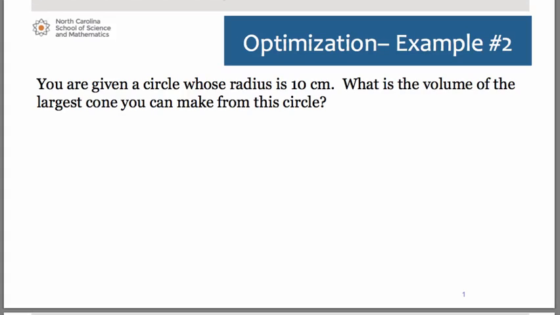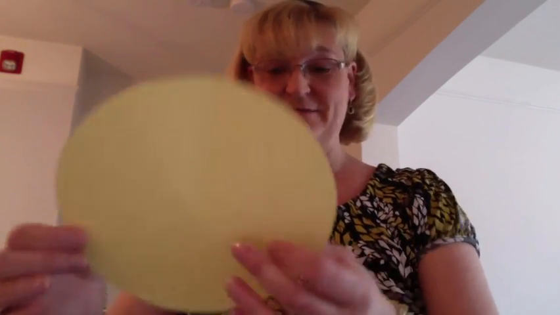We're going to take a look at an example of an optimization problem involving the maximization of the volume of a cone. We have here a circle, and suppose it measures 10 centimeters in radius. What we want to do is take the circle and create a cone out of it. So if we pinch it in the middle, in the center of the circle, and just fold it over, we can make our cone. And the idea is we want to make a cone as large as possible, and we're going to try to find the volume of that largest cone.